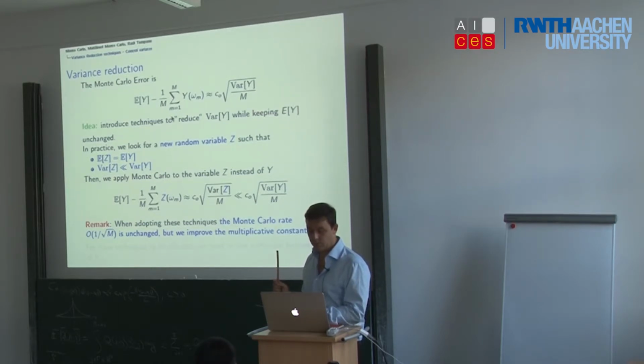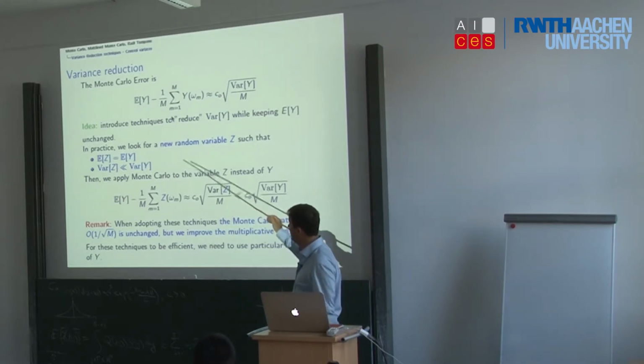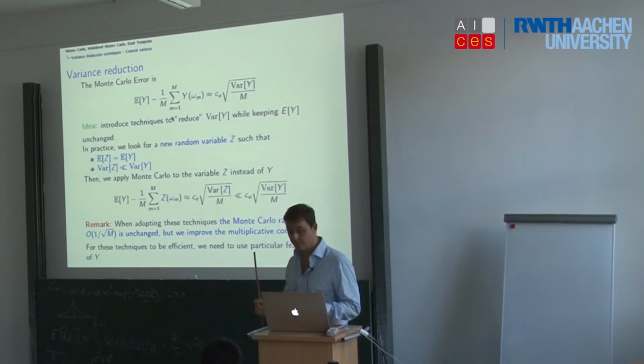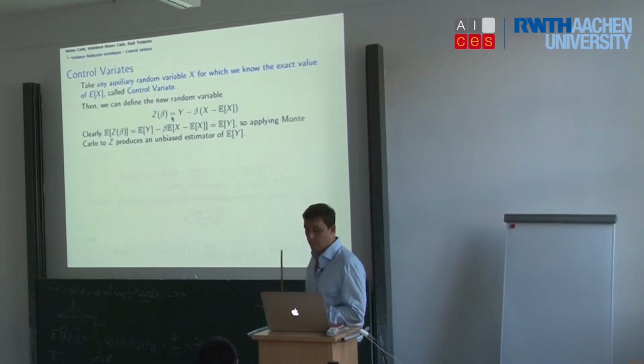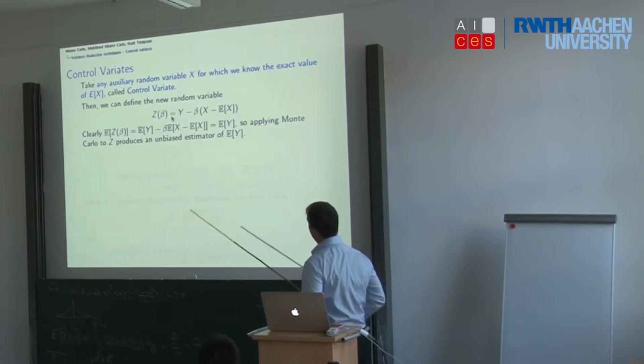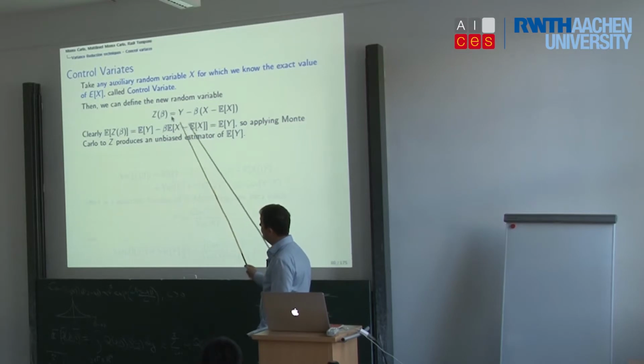So, of course, the choice of Z will not come out of the blue. You need to know something about the problem in order to construct a suitable Z. All right, so let's do something really silly, and you will see. Why was the input random variable?